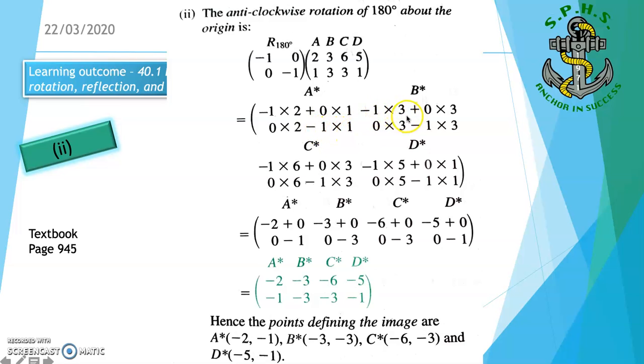Negative 1 times 3 plus 0 times 3. 0 times 3 minus negative 1 times 3. Negative 1 times 6 plus 0 times 3. 0 times 6 minus negative 1 times 3. Negative 1 times 5 plus 0 times 1. 0 times 5 minus 1 times 1. Then I add everything together and get (-2, -1), (-3, -3), (-6, -3), (-5, -1), and I plot the points.